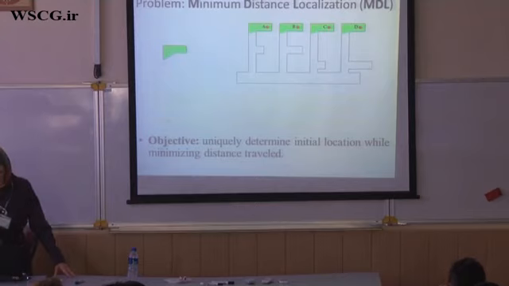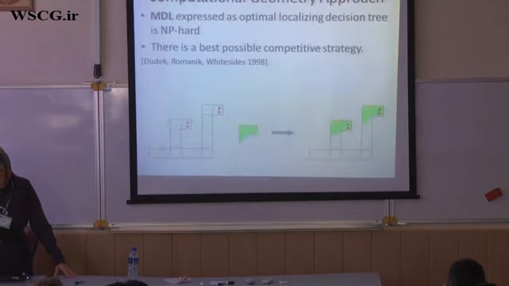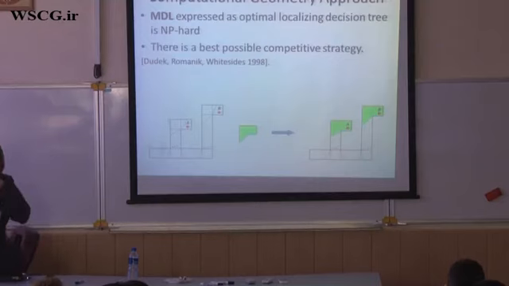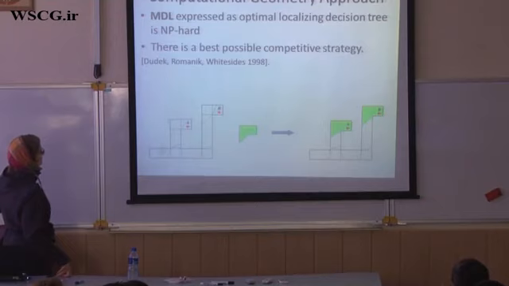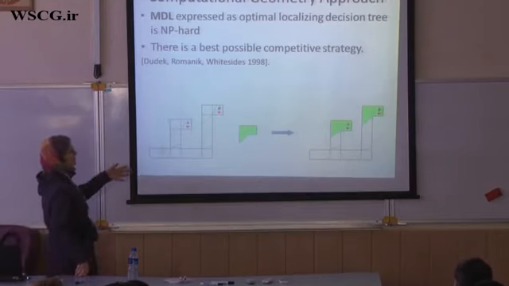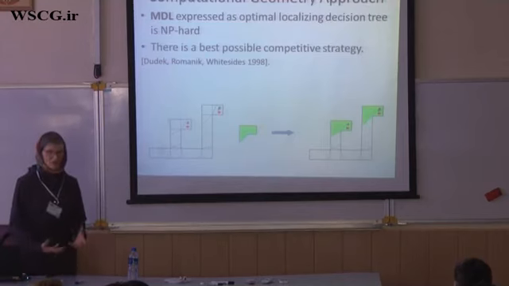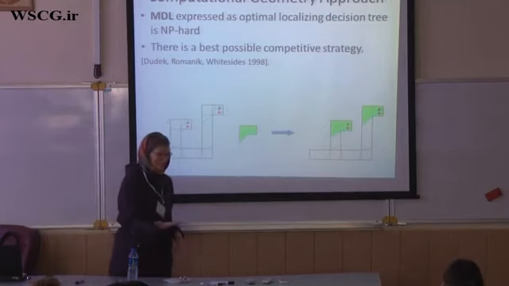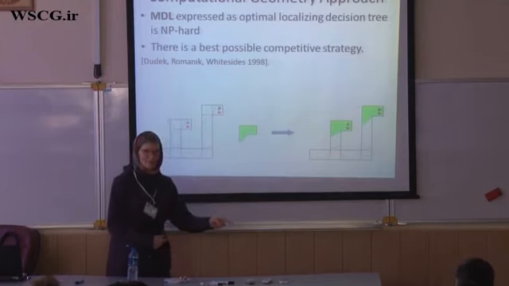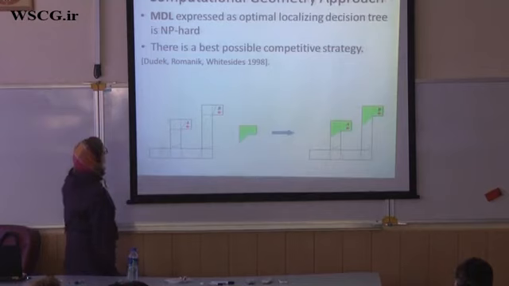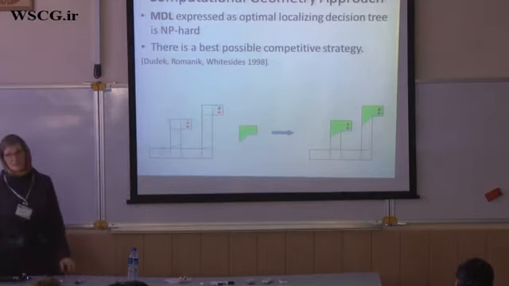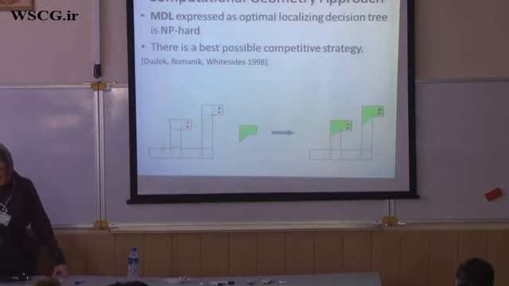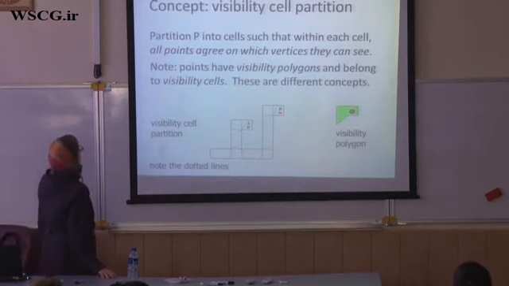All right, so we want to minimize the distance traveled. And trying to find an optimal localizing decision tree is just a hard problem. However, there's a good competitive strategy for doing that. So in other words, if you compare the worst case performance of your strategy, take the ratio of that distance with what someone who could look down from above and see what the truth was all along, take the ratio of your worst case distance with the optimal distance someone from above could see, then that's a competitive ratio. So it turns out we could design a strategy that gives the best possible competitive ratio. So that's pretty much the best kind of result you could hope to get in this situation.